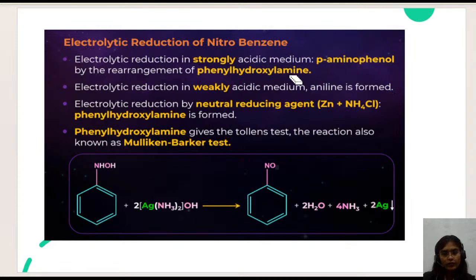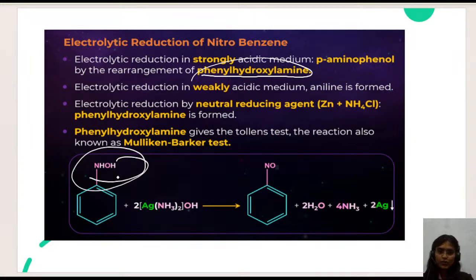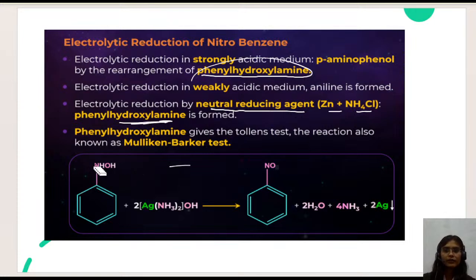And if you're using weak condition, like by the rearrangement, the phenol, that hydroxy, in this case the rearrangement is going to happen, and then there is a formation of that thing. We will cover this reaction, wait for it. And the electrode reduction by neutral reducing agent like Zn ammonium chloride, I already highlighted to you, we just end up with only this. If you are using a neutral reducing agent, the reaction just stops at phenyl hydroxylamine. But if you are using a stronger one, especially in weak condition, then we get a different product.